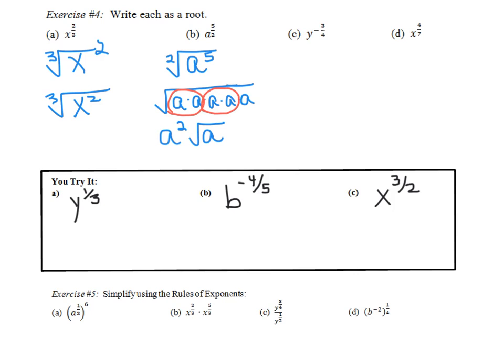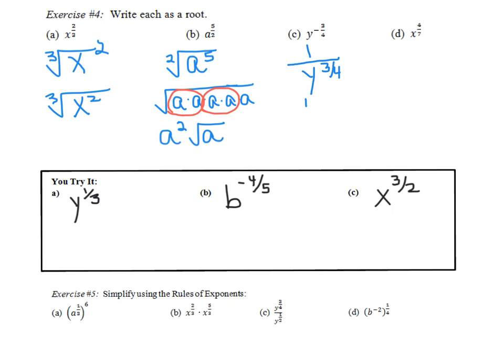In part C, I see that I have a negative exponent. So the first step, always, for a negative exponent is to rewrite as the reciprocal. So 1 over y to the 3/4. You'll notice that we don't take the reciprocal of the exponent, we take the reciprocal of the base. We put the base underneath 1 to make the exponent positive.